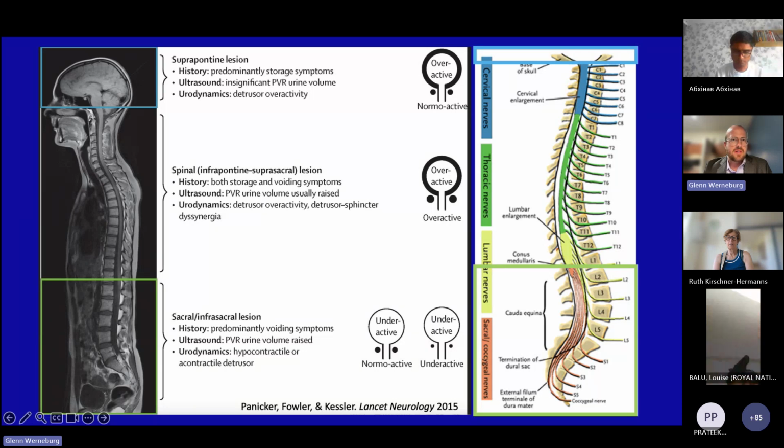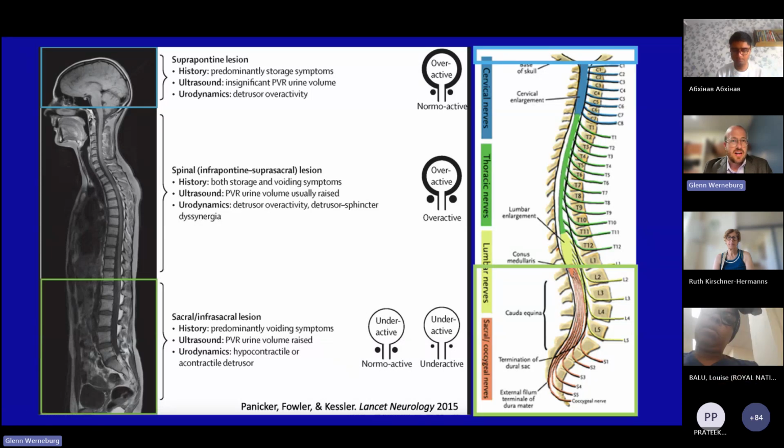Working our way down, this is the suprasacral spinal cord lesion. Hopefully you can see my cursor. I'm looking between the blue and the green squares here. In terms of history, these patients can have both storage and voiding symptoms. On their ultrasound, often their PVR, post-void residual volume, can be elevated. And on urodynamics, they're going to have that same detrusor overactivity, but they also may have detrusor sphincter dyssynergia.